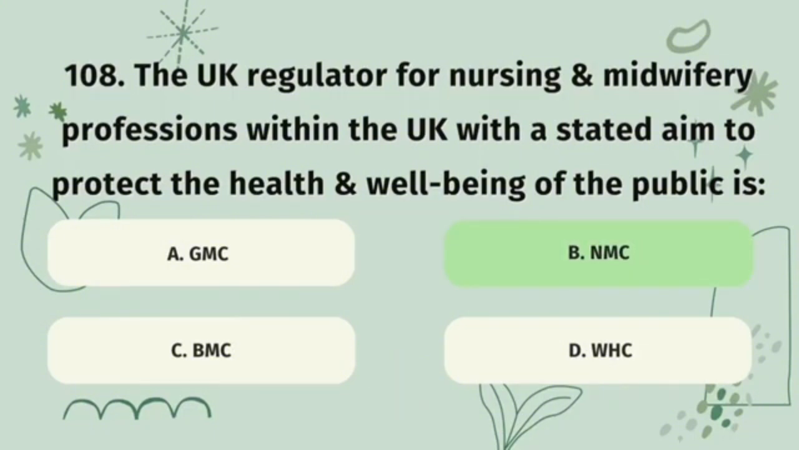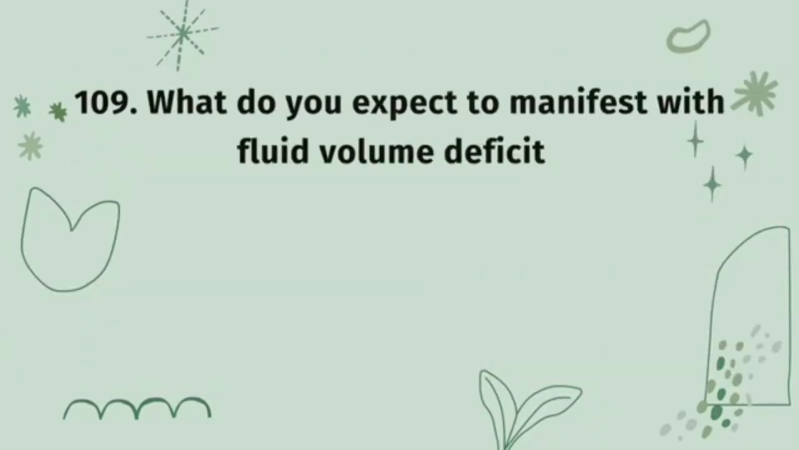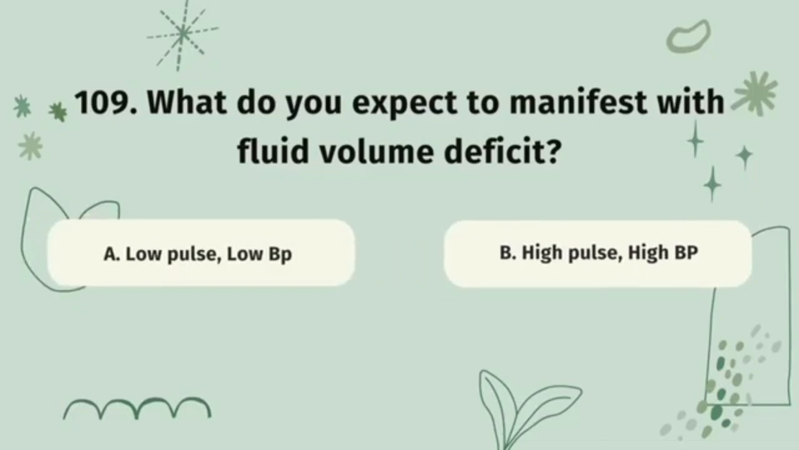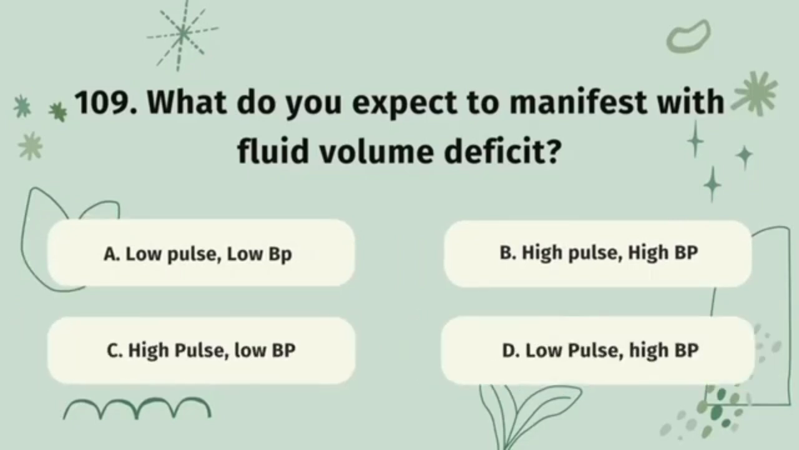The correct answer is B. Question 109. What do you expect to manifest with a fluid volume deficit? Option A, low pulse, low BP. Option B, high pulse, high BP. Option C, high pulse, low BP. Option D, low pulse, high BP.